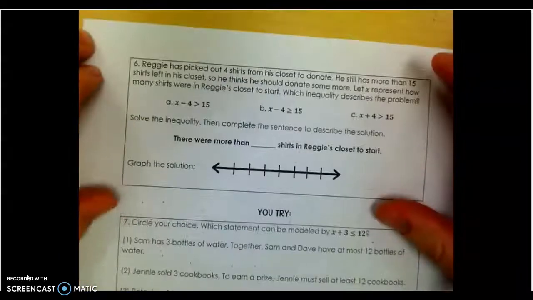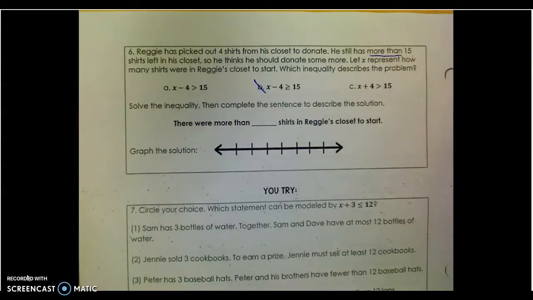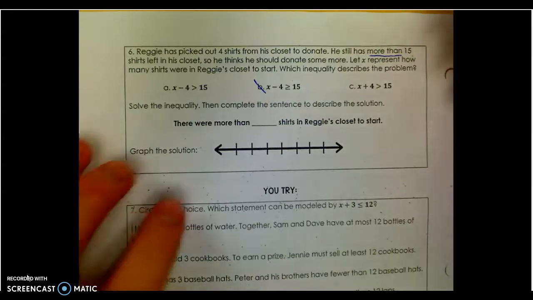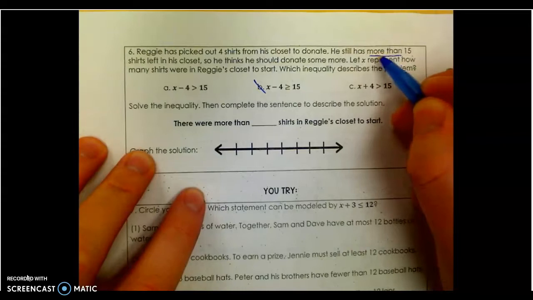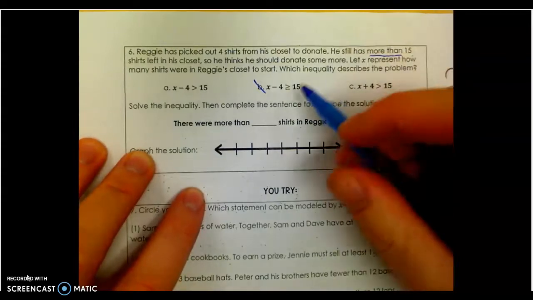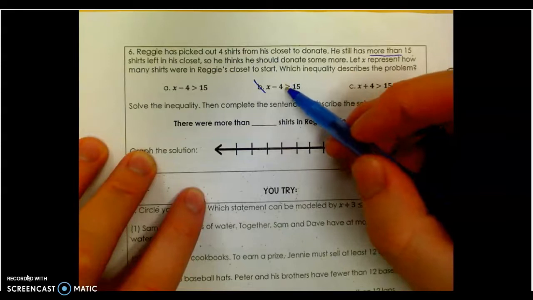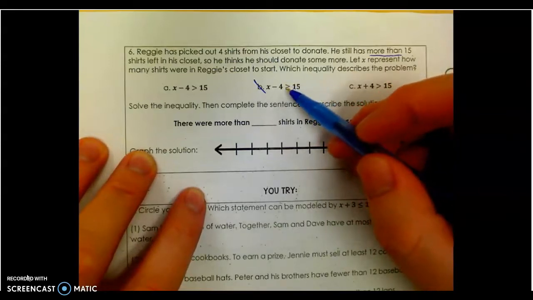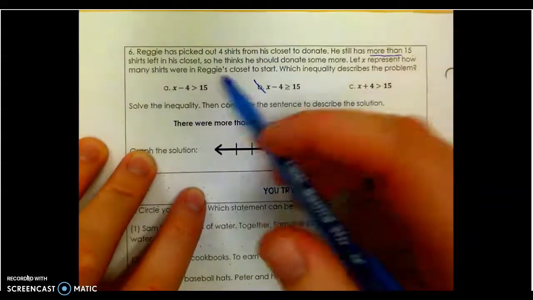All right, flip the paper over. Number 6. Reggie has picked out 4 shirts from his closet to donate. He still has more than 15 shirts left in his closet, so he thinks he should donate some more. Let x represent how many shirts were in Reggie's closet to start, which inequality describes the problem. Well, we know that he has to have more than 15 shirts, so we can eliminate B, because B has a greater than or equal to sign in it. We know it just has to be an equal to sign.